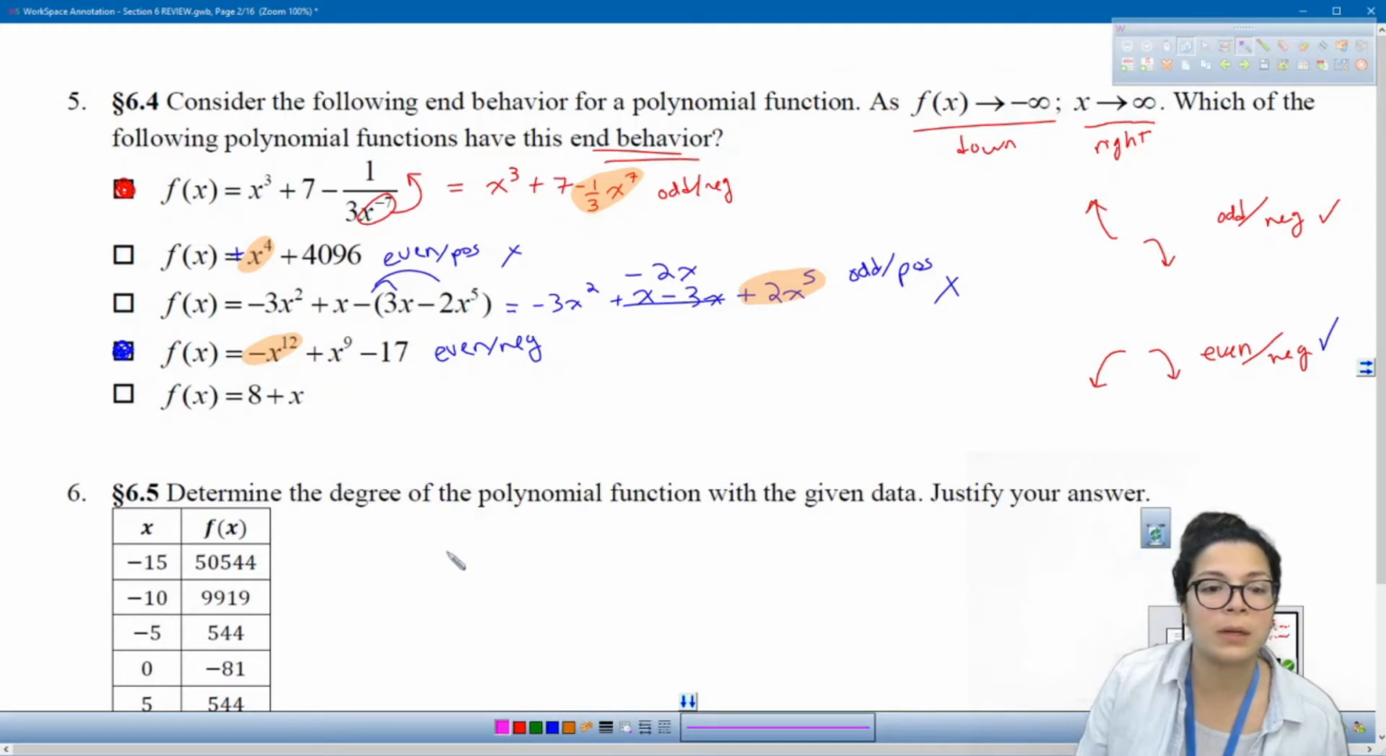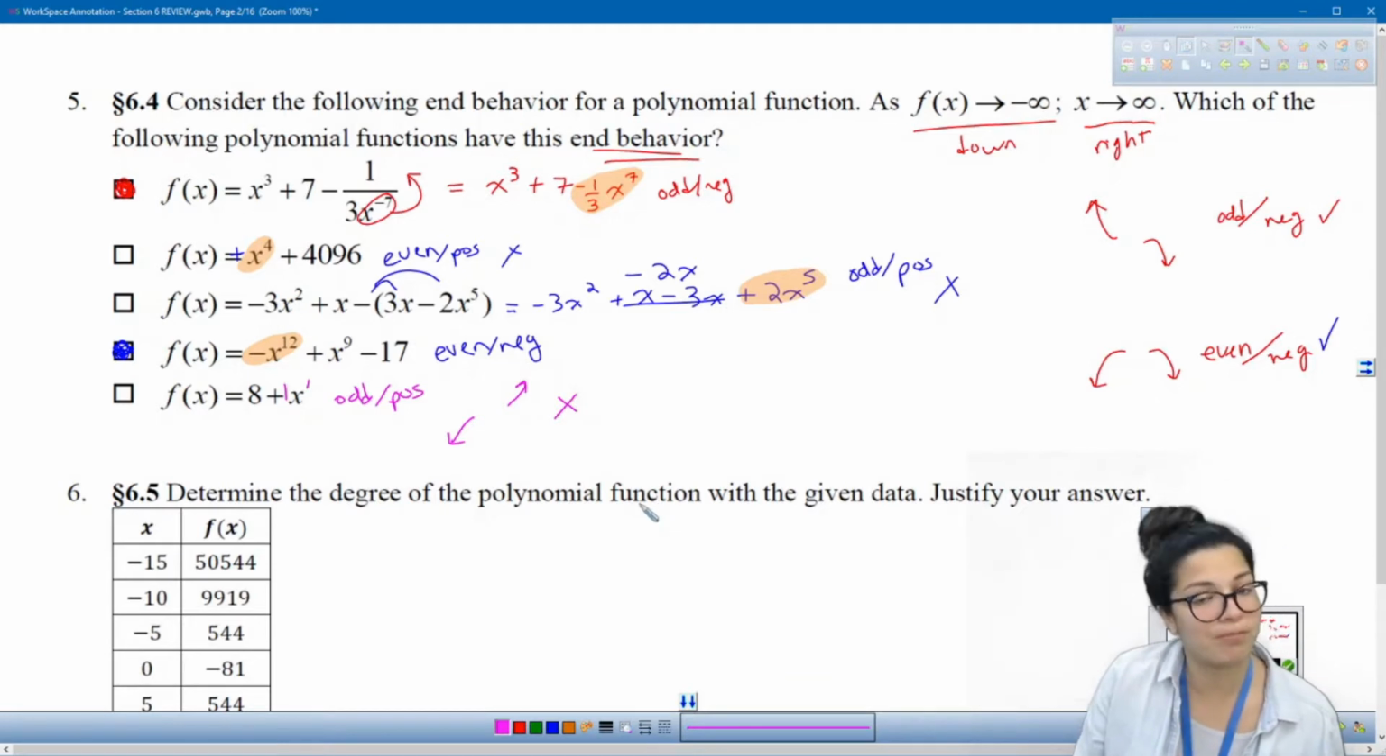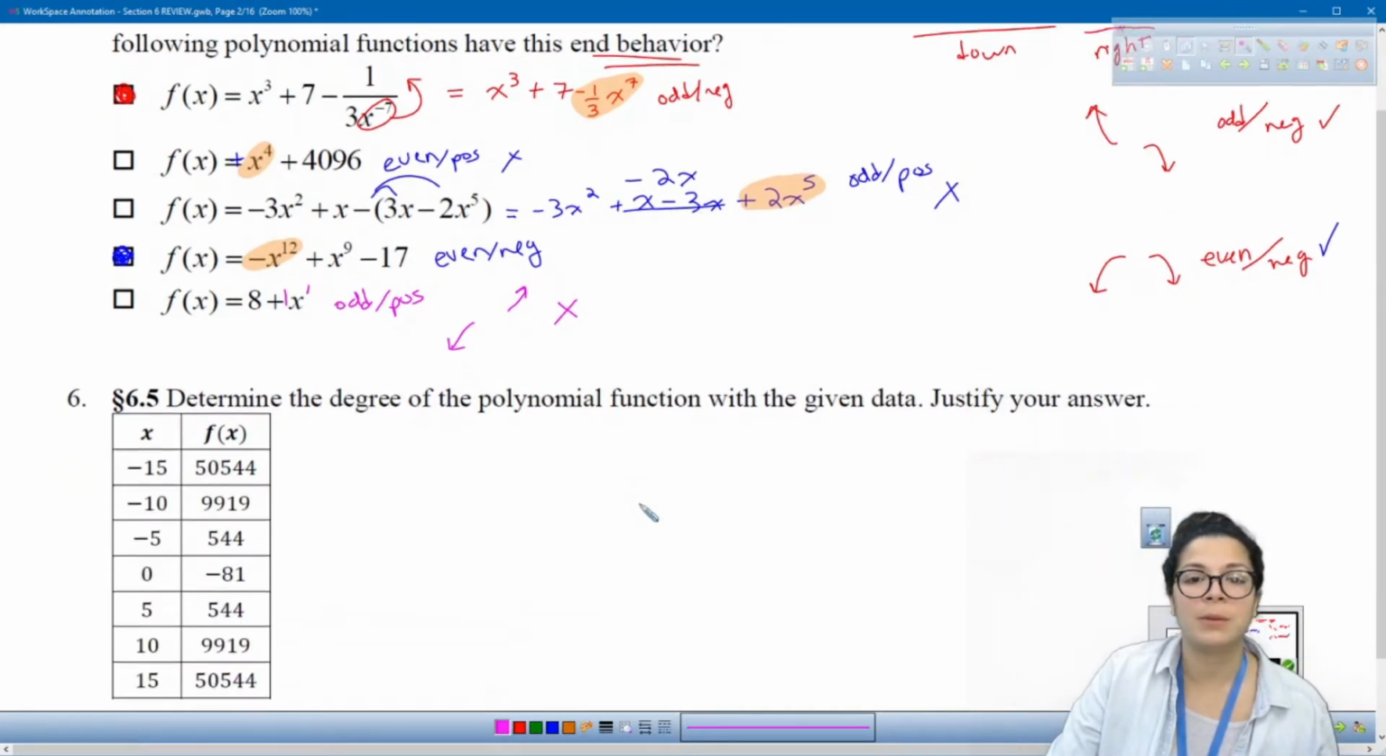And then the last one, already simplified. This is the term with the highest power. So the power is odd, the coefficient is positive. So odd and positive will go up overall from left to right. So the right side is not going down, it is going up. So that is also not one of our answers. Okay, let's move on to number 6.